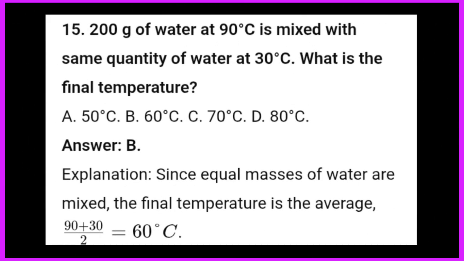15. 200 g of water at 90 degrees Celsius is mixed with the same quantity of water at 30 degrees Celsius. What is the final temperature? A. 50 degrees Celsius, B. 60 degrees Celsius, C. 70 degrees Celsius, D. 80 degrees Celsius. Answer B. Explanation: since equal masses of water are mixed, the final temperature is the average, (90 plus 30)/2 equals 60 degrees C.